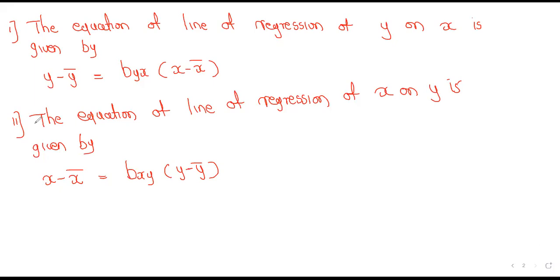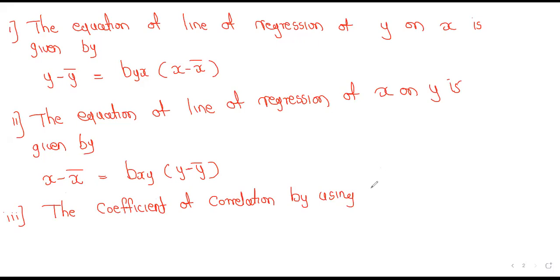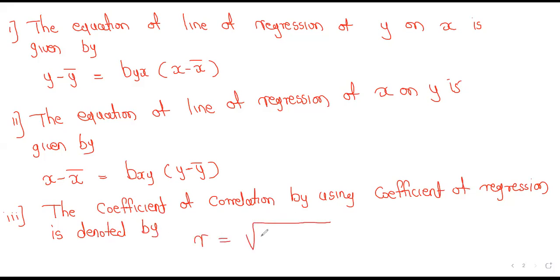The coefficient of correlation by using coefficient of regression is denoted by small r, which is equal to the square root of the multiplication of coefficients of regression bxy into byx. Okay.